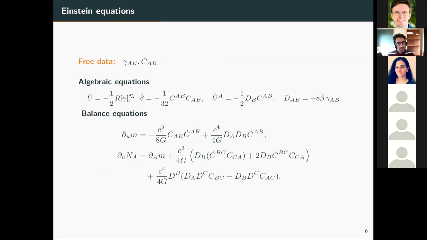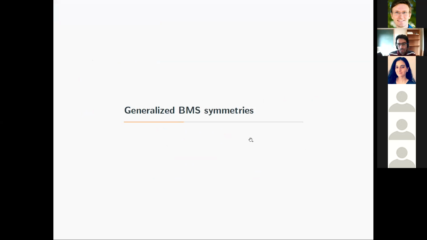Apart from those, you have a set of what I call balance equations. The most important of them are the balance equations for the mass and angular momentum aspects. And what they do is to give the time evolution of the Bondi mass aspect and angular momentum aspect in terms of fluxes, in terms of the free data. So you notice here that you have quadratic terms in the shear and also linear terms in the shear. You can call this hard and soft if you want. Okay, is there any question so far?